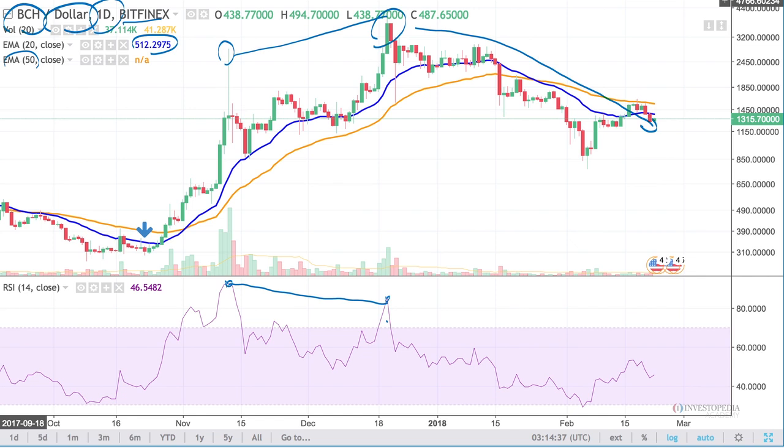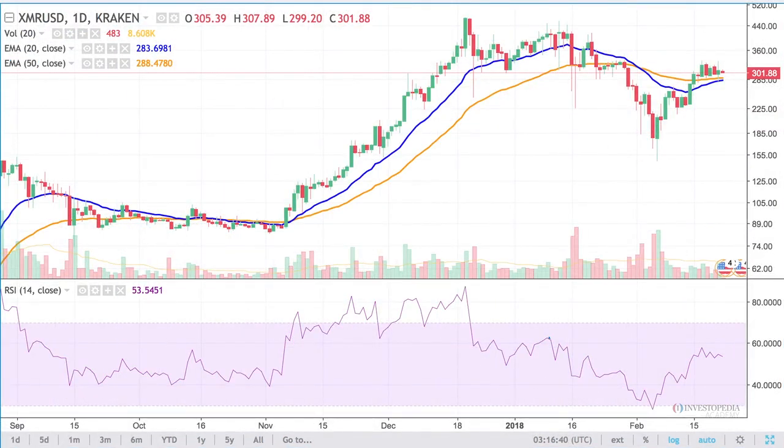And it's also noticeable that these signals don't occur very often, but when they do, they give us places to put stop losses or sell orders. Next chart is XMR versus the US dollar. Now, this is a different cryptocurrency. This is Monero, which is an anonymous form of cryptocurrency. And this is a 1-day chart on the Kraken exchange.